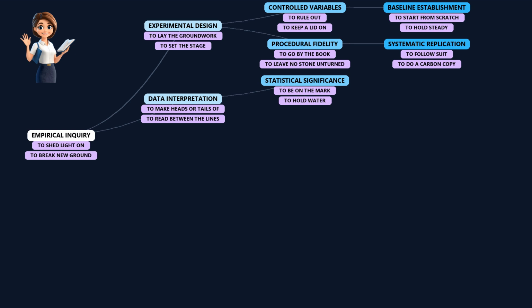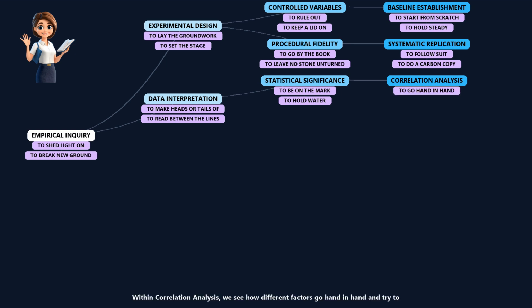Correlation analysis. Within correlation analysis, we see how different factors go hand in hand and try to point the finger at the cause of a change. To put it simply, we look at things that happen together to find out who is guilty of causing the effect.